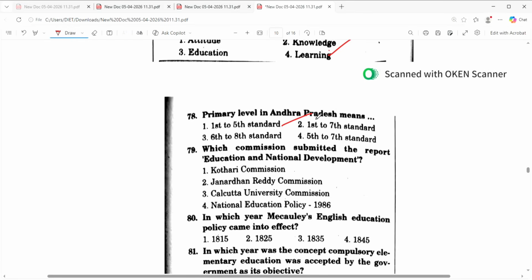Anybody able to guess that one? Which commission? Kothari Commission, you know, right? National Education Policy, you know. But the answer is Janardhan Reddy Commission.